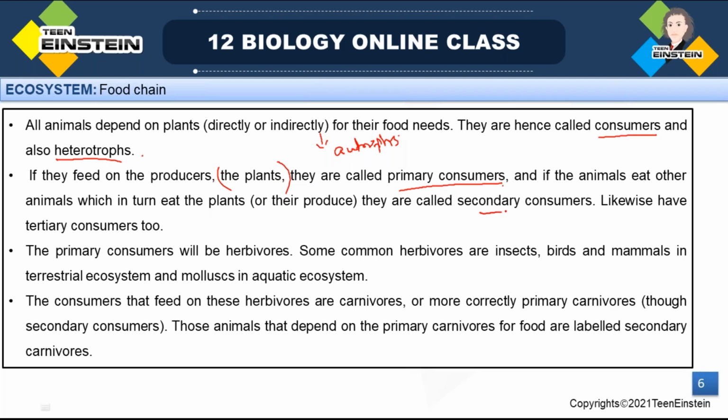they are called secondary consumers. Okay, so we have primary consumer, secondary consumer, and tertiary consumer. Primary consumer means they feed on producers or the plants. Okay, they are the primary consumer. Then if an animal eats another animal which is eating the producer, they are called secondary consumers. And the next level is tertiary consumer.